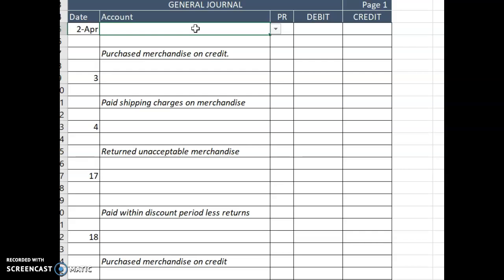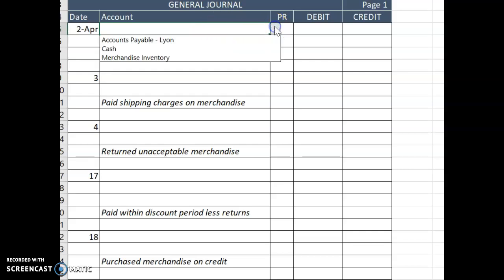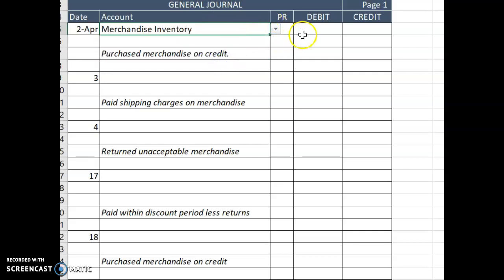What's our entry for this? Well, we know that we bought some merchandise inventory, right? So we're going to debit merchandise inventory for the $4,600. We purchased the merchandise inventory on account, so we're going to go ahead and credit accounts payable. And note how I added the name of the vendor. This is so we can keep track of who we owe money to. That credit is going to be for $4,600.